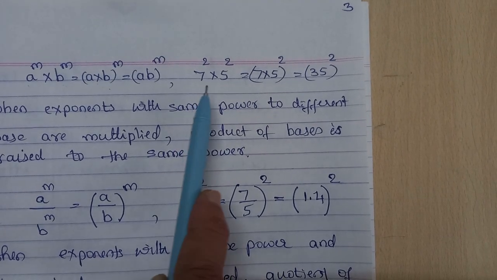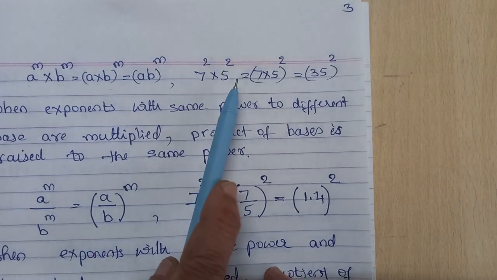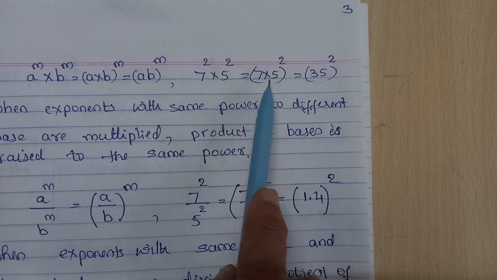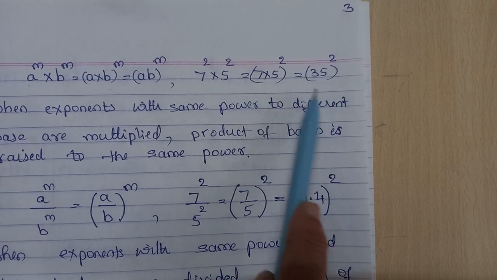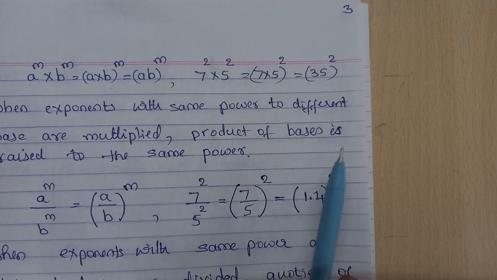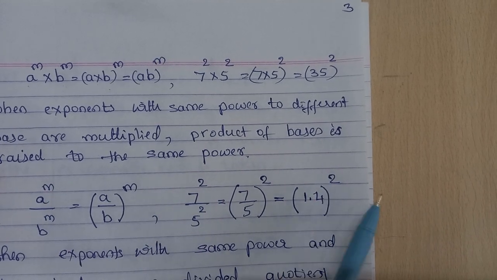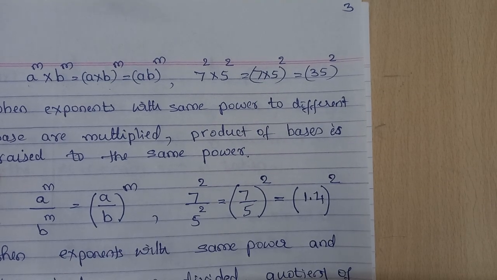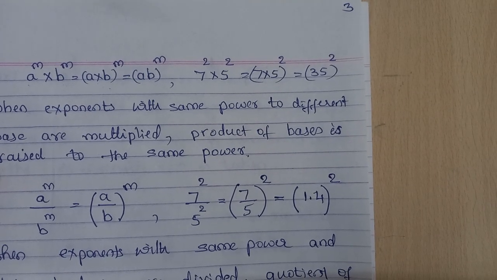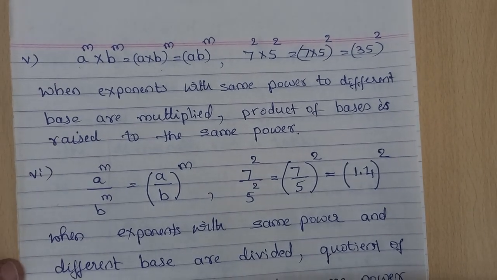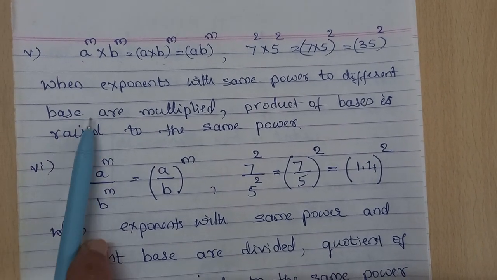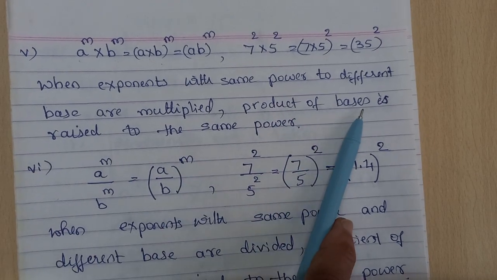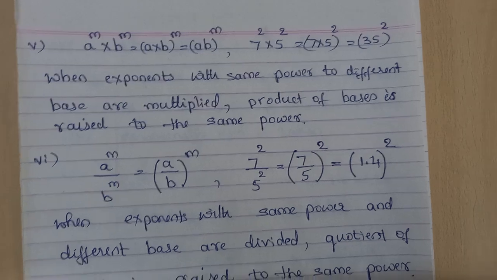Okay. First find 7 square. Then find 5 square. Multiply them and find the product. Then multiply 7 into 5, that is 35, and find the square of 35. You will get some value. Then you will be surprised to see that this value is equal to the other value. You can verify by taking different numbers. You can play with these numbers. This is how you should be perfect in mathematics. When exponents with the same power and different bases are multiplied, the product of the bases is raised to the same power.